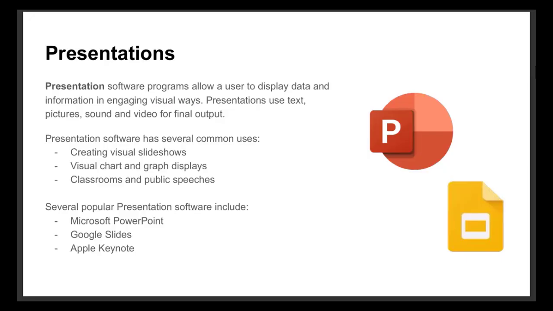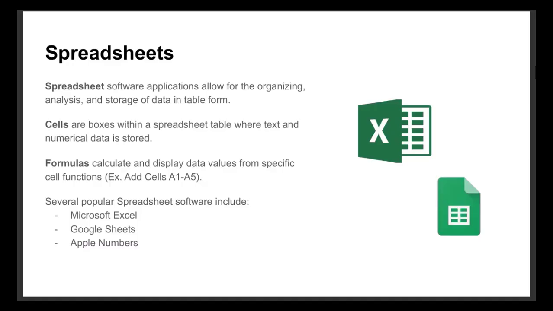The next productivity software type we're going to discuss are spreadsheets. Spreadsheet software are applications that allow us to organize and store data in table form. Within a spreadsheet, you will have individual boxes that are called cells. We can input text and numerical data. Spreadsheet software also uses a feature called formulas. We also sometimes call these functions. And formulas are ways that we can create different types of mathematical expressions or other types of ways to organize our data, including alphabetically, numerically, and other types.